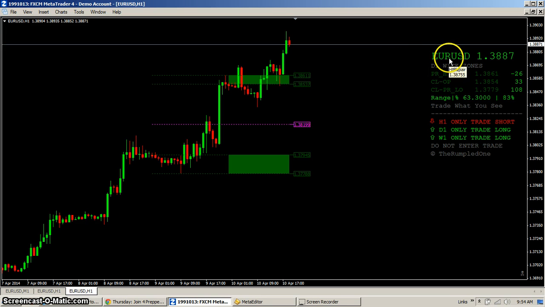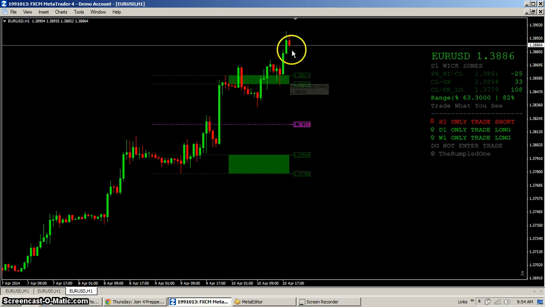We've got the pair you're trading and the current price. And we're using the daily Wick zones. First line is previous high minus the close. And you can see here it's a minus 26 because this is the previous high. And if you subtract the close from it, you'll get a negative number.